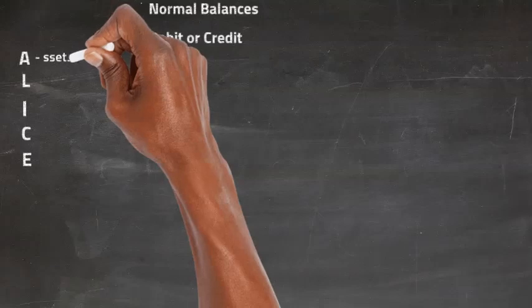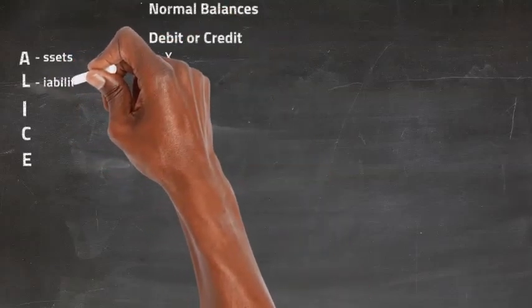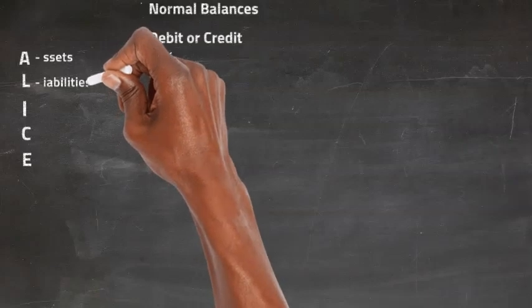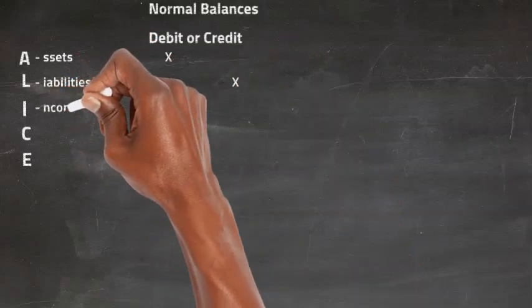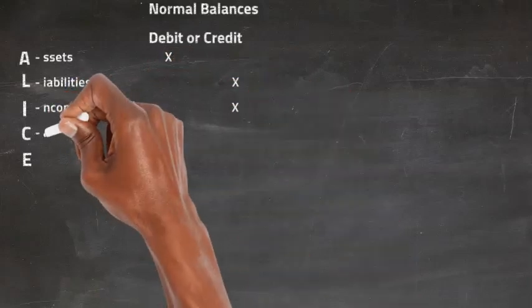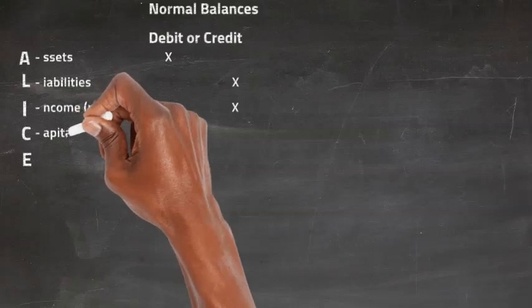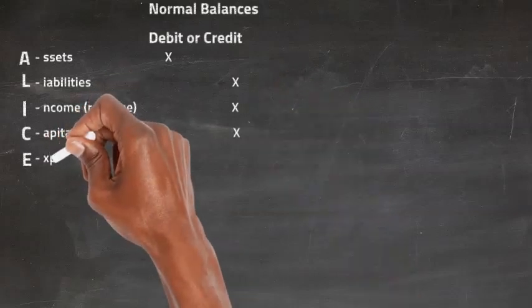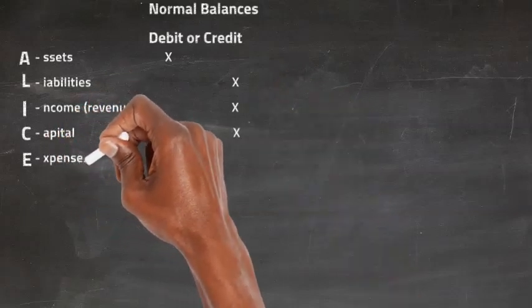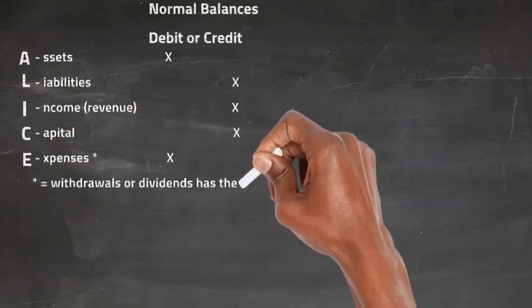A stands for assets, and it's a normal debit balance. L stands for liabilities, and that will be a normal credit balance. I stands for income. That's also revenue. That'll be a normal credit balance. C stands for capital, and that will be a normal credit balance. E stands for expenses, and that'll be a normal debit balance. Withdrawals is the same as expenses.